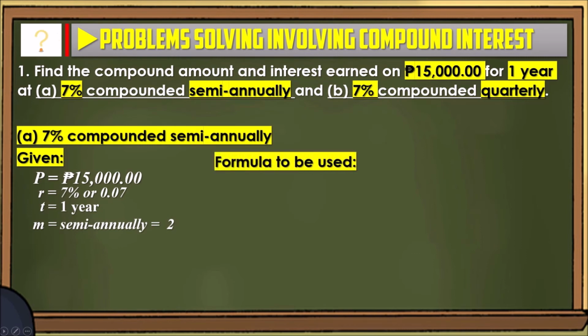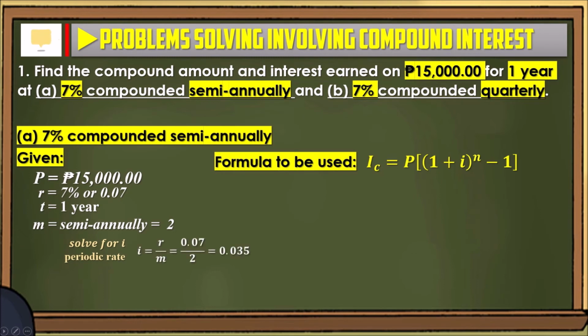This is the formula we're going to use. First is to solve for periodic rate. Periodic rate is equal to the quotient of annual interest rate over conversion period. We have i is equal to 0.035. Next is to solve for n, or the total number of conversion periods. Total number of conversion periods is equal to the product of conversion period times time. So we have n is equal to 2.